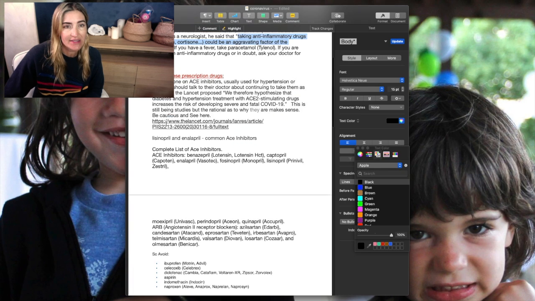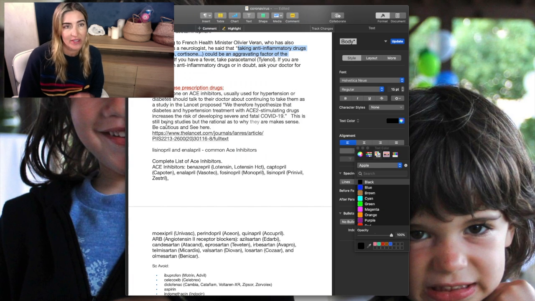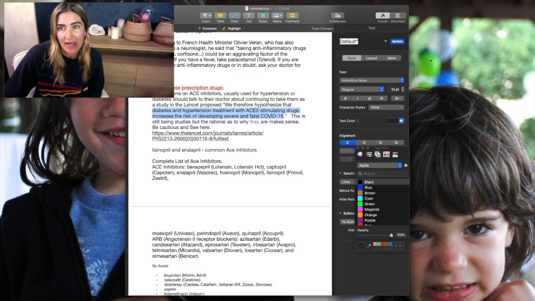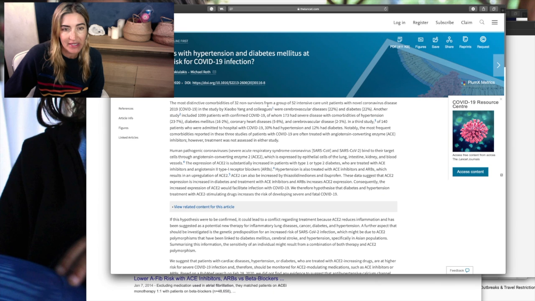All right. So, the next thing to avoid, and again, this is going to tie into what you should take, are ACE inhibitors. They are prescription drugs usually used for hypertension or diabetes. And there's a study right now in The Lancet, I'm going to pull it up, that they're beginning. The hypothesis is that the treatment of diabetes and hypertension with ACE2 stimulating drugs increases the risk of developing severe and fatal COVID-19. But let me go to that study and show you why, because it does explain how this action could work.